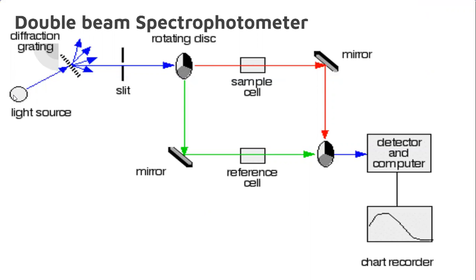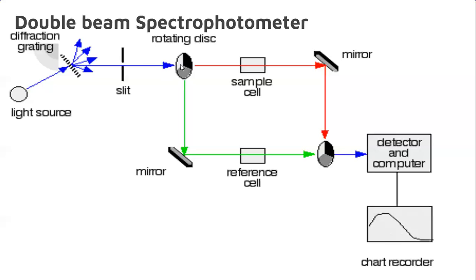So this is the light source, and as in a single beam spectrometer, depending on our requirement, we can use IR radiation, UV radiation, or visible radiation. Whatever light is emitted from the light source will fall upon the diffraction grating. Then the light is divided into different wavelength components in different directions. The light which is parallel to the direction of the slit, only that radiation will be sent into the next part.